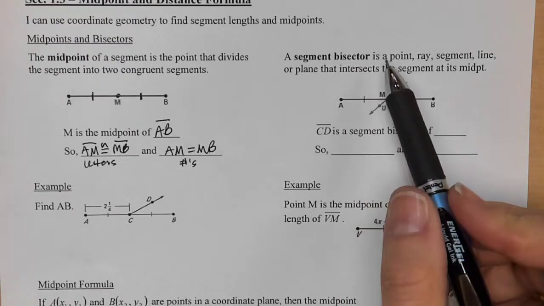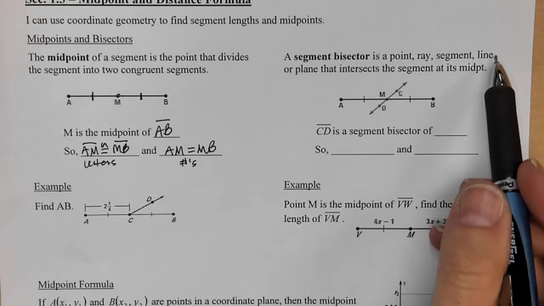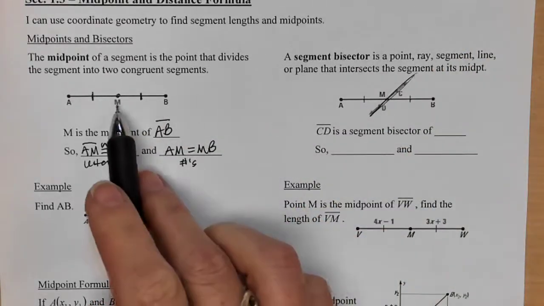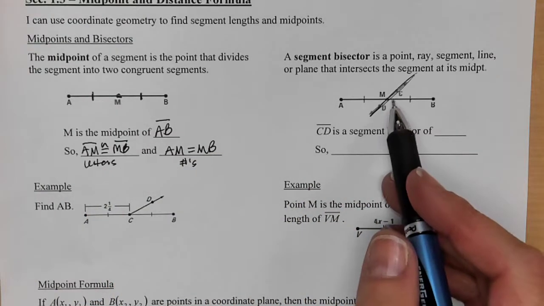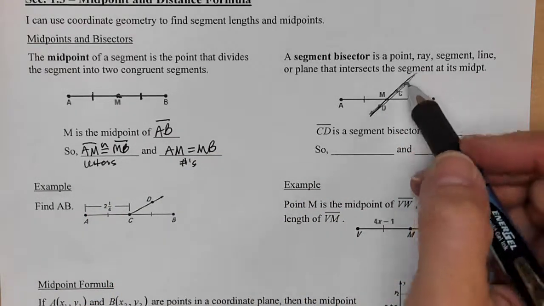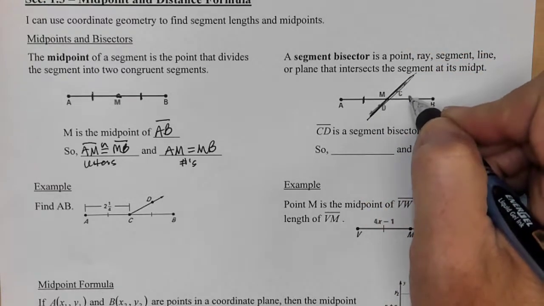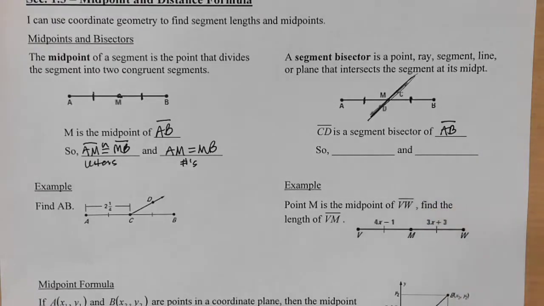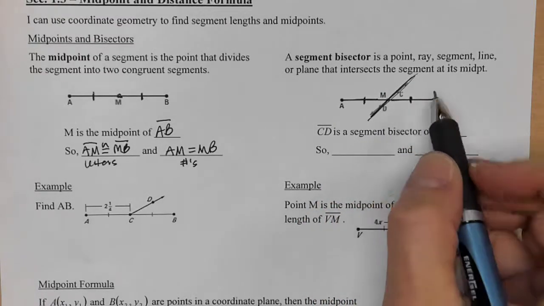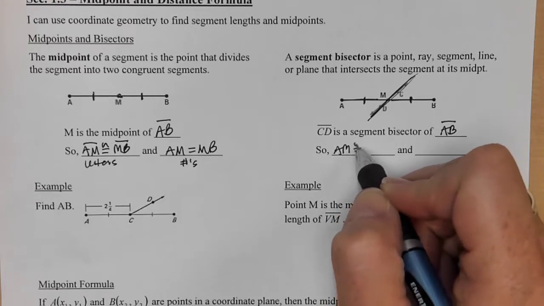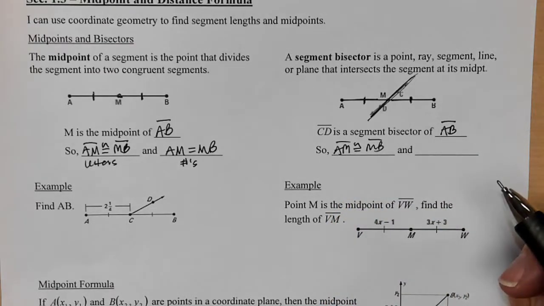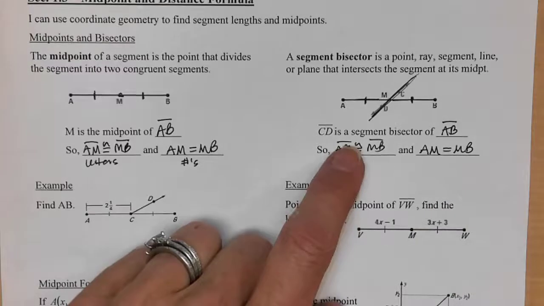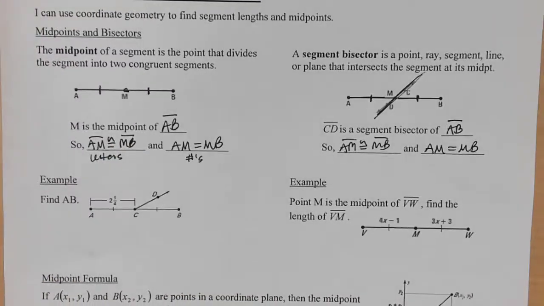A segment bisector is just a point, ray, segment, line, or plane that intersects the segment at its midpoint. So it just chops it in half. So not only can a midpoint chop something in half, so can another ray, segment, anything like that can cut it in half. As long as I have the tick marks, it tells me that things are equal. And so CD is, again, the bisector of AB. Nothing changed there. We now know that that chunk is equal to that one. So AM is congruent to MB, and that also means that AM is equal to MB. Again, letters congruent, numbers equal.